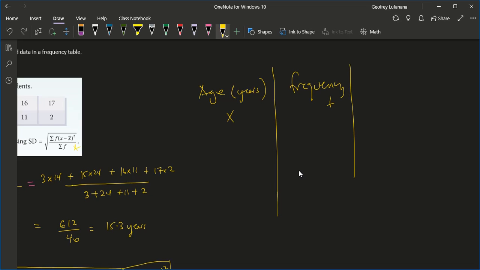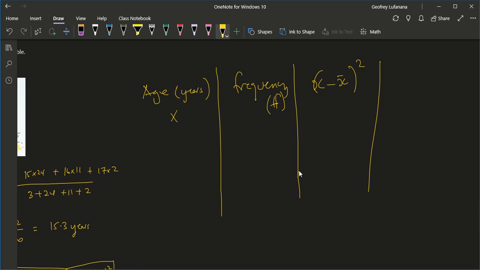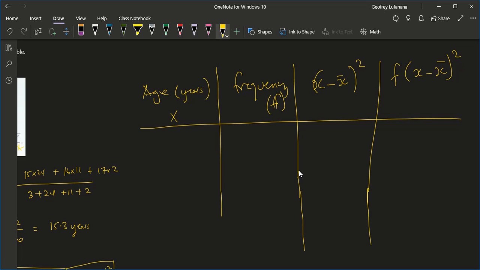f. I would add on a column for x minus x bar. I could square it at once, and then I would add on another column of f into (x minus x bar) squared. Now the totals that I need, once I compute all those values, I would have summation f, and I would also have summation of f into (x minus x bar) squared. That is the values that you got here, and you total them up at the bottom.